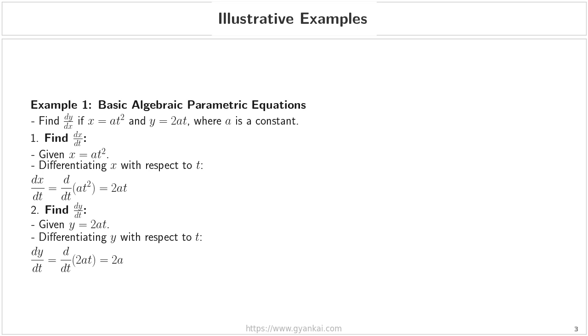Now we move to step 2, finding the derivative of y with respect to t. Our equation for y is 2 a t. Since 2a is a constant coefficient of t, the derivative is simply the constant itself. Thus, dy over dt equals 2a.